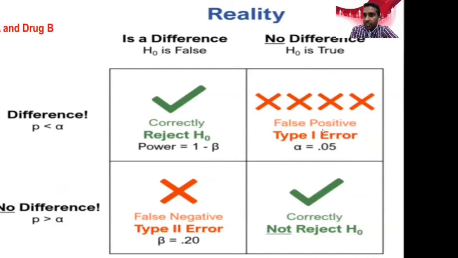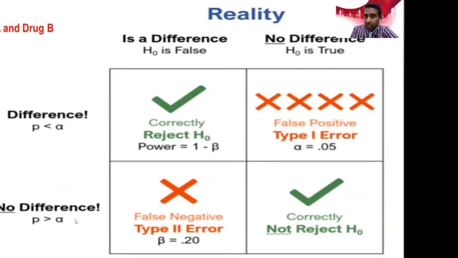Suppose there is no difference between drug A and drug B, but your experiment shows that there exists a difference between drug A and drug B, which is called as type 1 error, which means false positive. You are falsely giving a positive relationship between this drug A and drug B. That's why it is false positive.